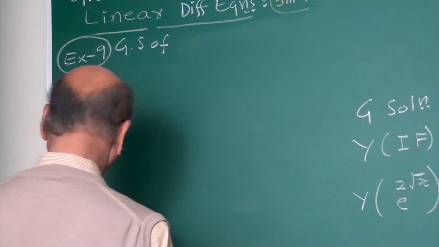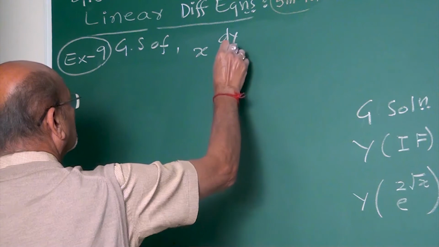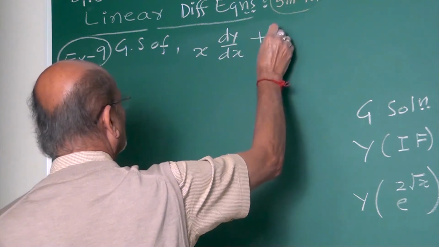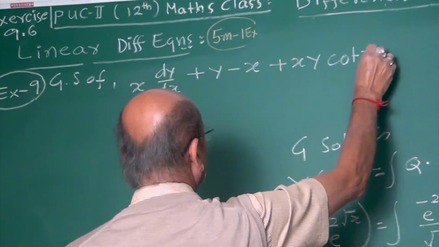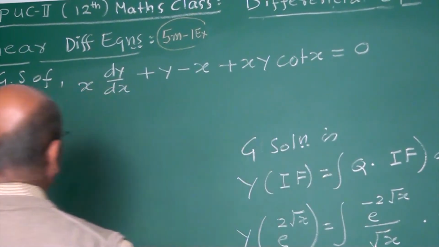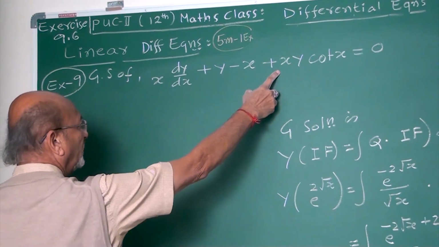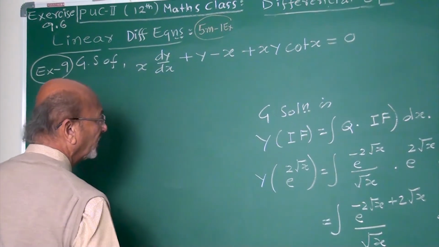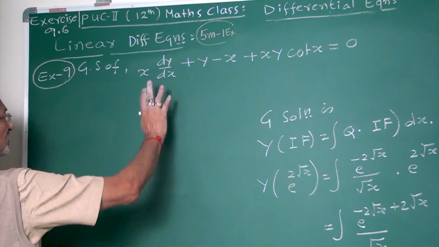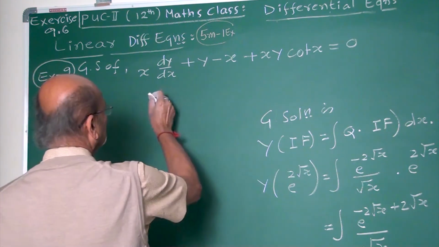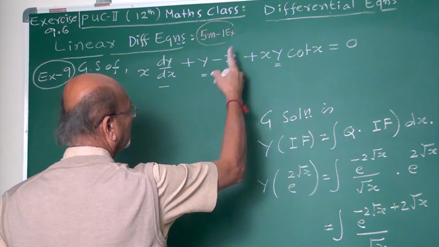Find the GS of x into dy by dx plus y minus x plus xy into cot x equal to 0. Writing is lengthy. Sometimes looking at these expressions, students feel the example may be lengthy or difficult. It is not so. Where is your analysis? dy by dx. Next, we want the y term. The y term is here. This is free, shift to the RHS.